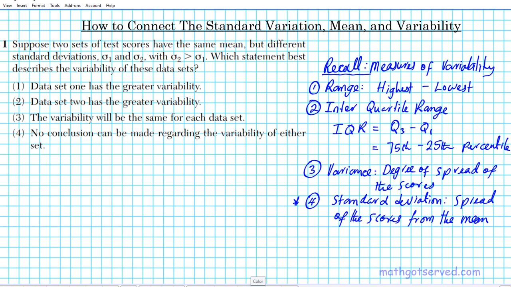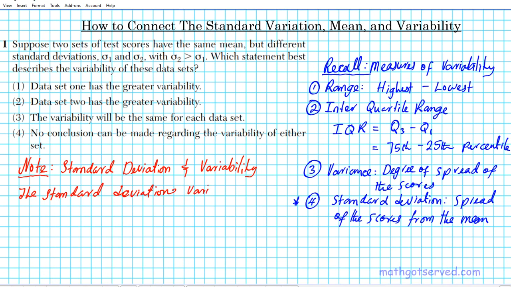Another point to keep in mind is the relationship between the standard deviation and the magnitude of the variability. Something to note concerning the standard deviation, one of the 4 measures of variability, and the variability of the data set, is that there is a direct variation between these two. They vary directly with each other. So what does that mean? The standard deviation varies directly with the size of the variability.